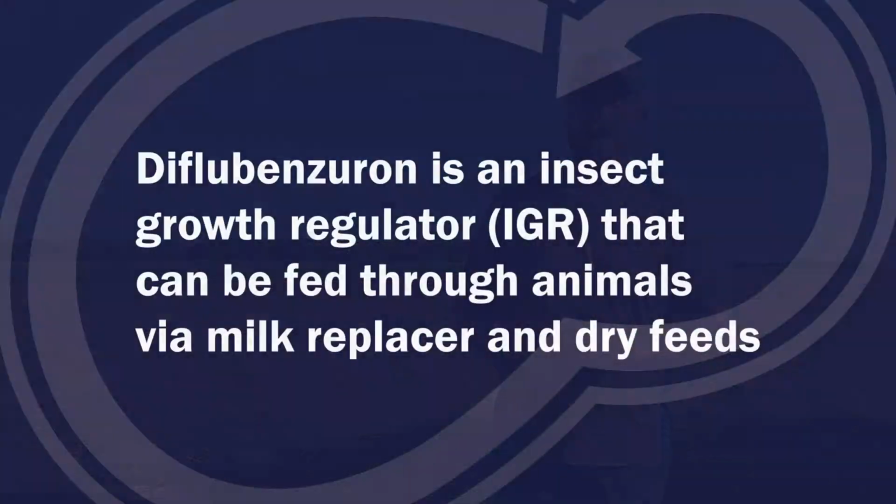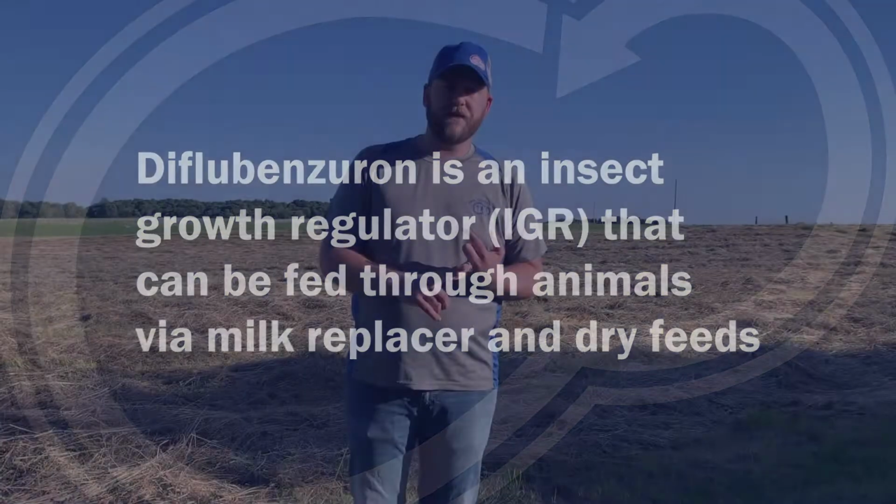Another form of biological control is one that I assume most folks are very familiar with, and that is insect growth regulators. So an example of this would be the active ingredient diflubenzuron, also known as DBZ for short. So DBZ is the active ingredient in a product like Clarifly. So these are feed-through items that can be put in milk replacer as well as dry feeds. What they do is they disrupt an immature fly's development of its exoskeleton.